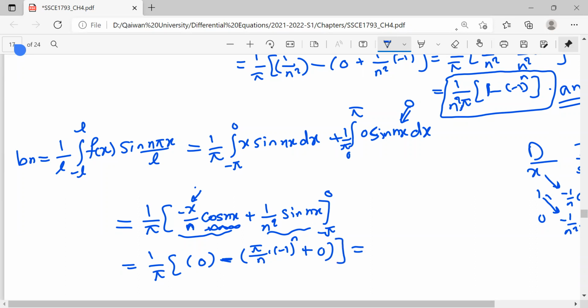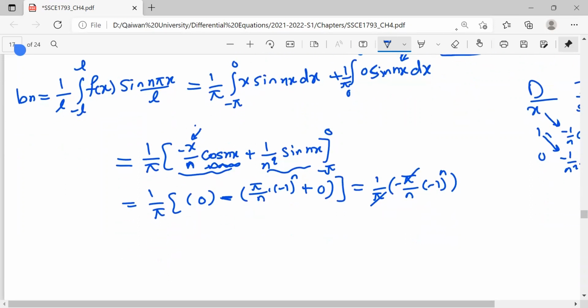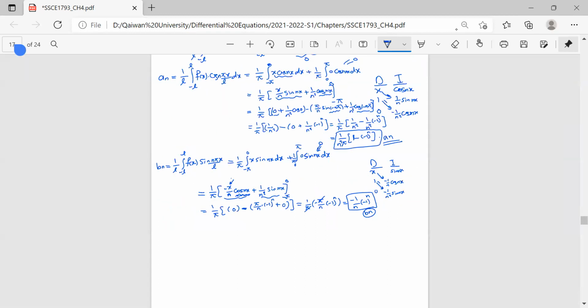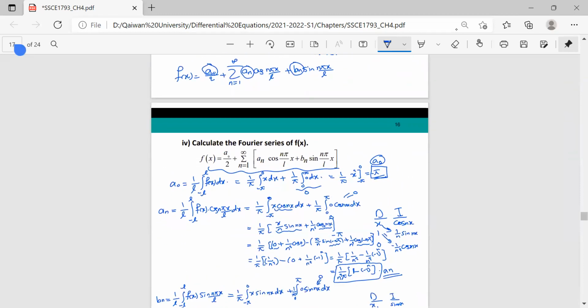This equals 1 over pi times pi over n minus pi over n times minus 1 to the power n. Yeah, these two are cancelled out. We get minus 1 over n. So it equals minus 1 over n times minus 1 to the power n. This is Bn. We now have A naught, An, and Bn. We just plug into the formula.